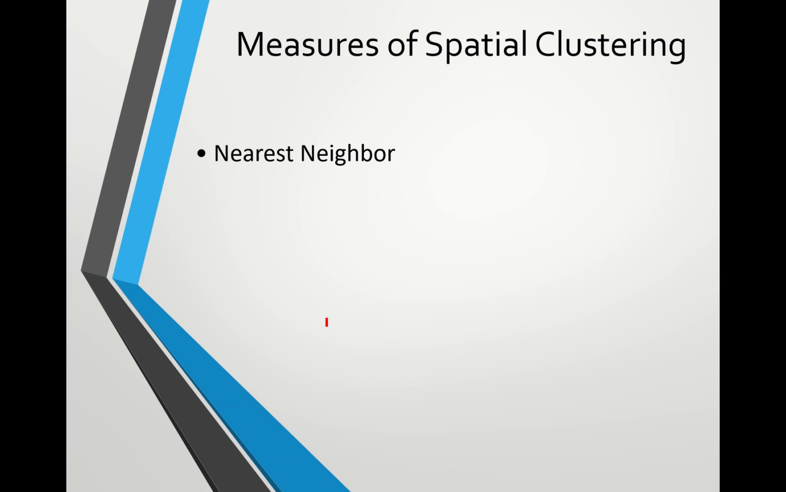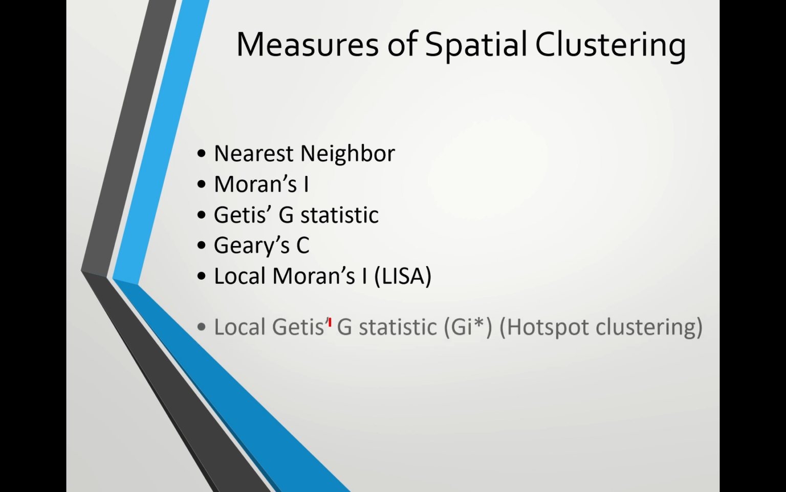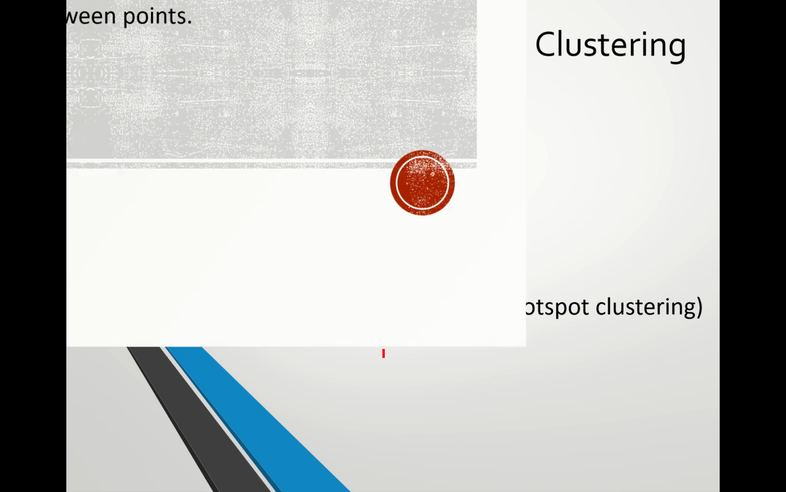The first one we're going to be looking at is nearest neighbor, which basically gives us an idea of whether points are located closer to one another compared to a random data set. And then looking at spatial autocorrelation, we're going to be looking at, again, Moran's I to calculate that, and a few other ones not as widely used, Getis's G-stat, Geary's C, and then looking at some of the more local autocorrelation measures, local Moran's I, the LISA, and the local Getis's G-stat to look at hotspot clustering.